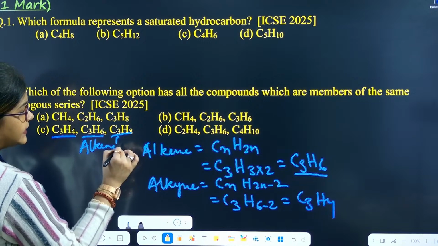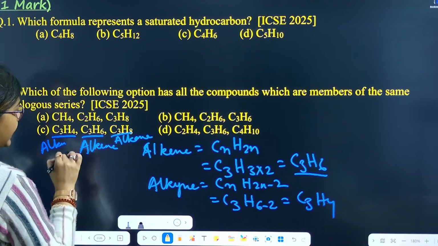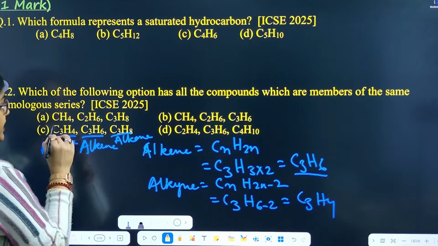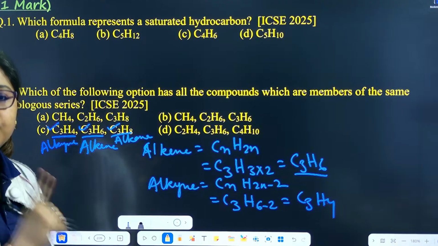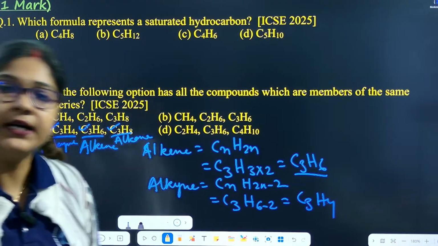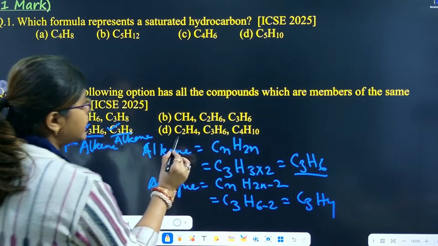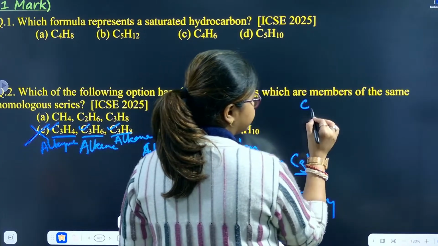And this is alkane. And first one was alkyne. So you see combination of alkyne, alkene, alkane. So they do not fall in the same homologous series. So this will not also be the correct option. You see C2H4. C2H4, which series?